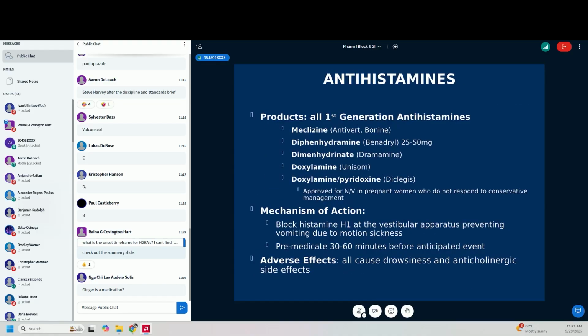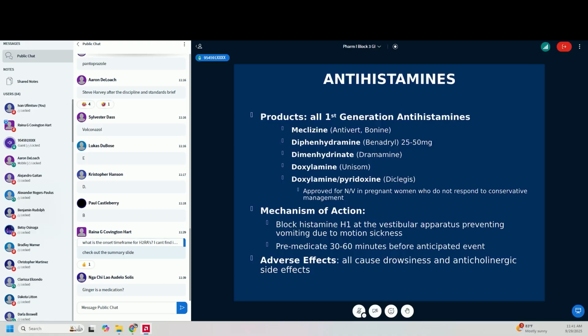Looking at our next slide, these are our antihistamines. Again, you're going to see this next semester, so try to make yourself a little familiar with it. When we look at our first generation antihistamines, we have meclizine, diphenhydramine, which a lot of you probably know as Benadryl, dimenhydrinate, doxylamine, and then doxylamine with pyridoxine, which is going to be called Diclegis, depending on what the formulary looks like at the time.